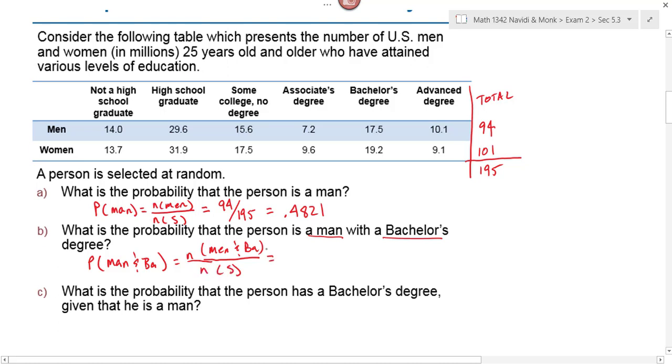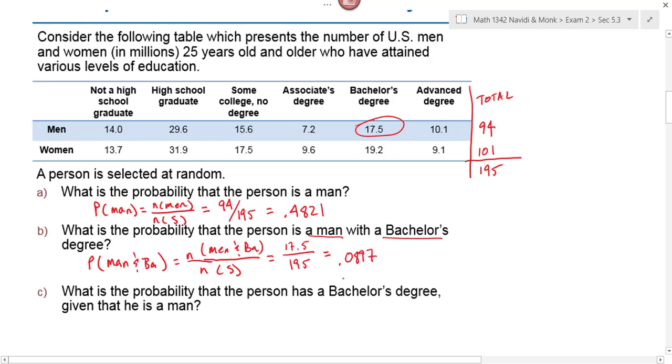How many men have a bachelor's degree? 17.5. And you tell that by looking at the row for men and the column for bachelor's degree, and where those two intersect is going to be right here at the 17.5. Then we divide that by 195, and when we put that in our calculator, what do we get? It says 0.0897.